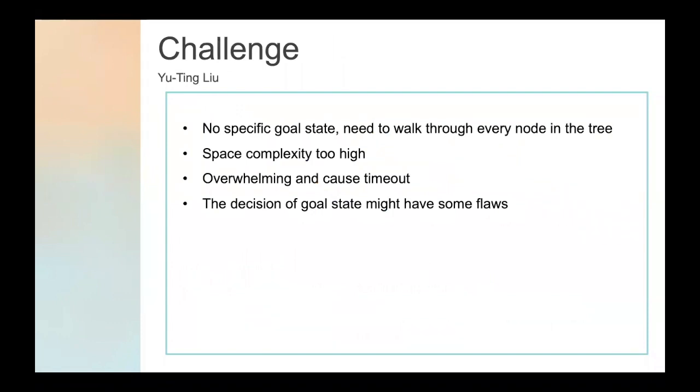Because Azul has no specific goal state, our BFS needs to walk through all possible nodes to find the minimum cost node, which is not only memory consuming, but also causes timeout with a 1 second time limit. Lastly, because we define the goal state ourselves, it might not be perfect.